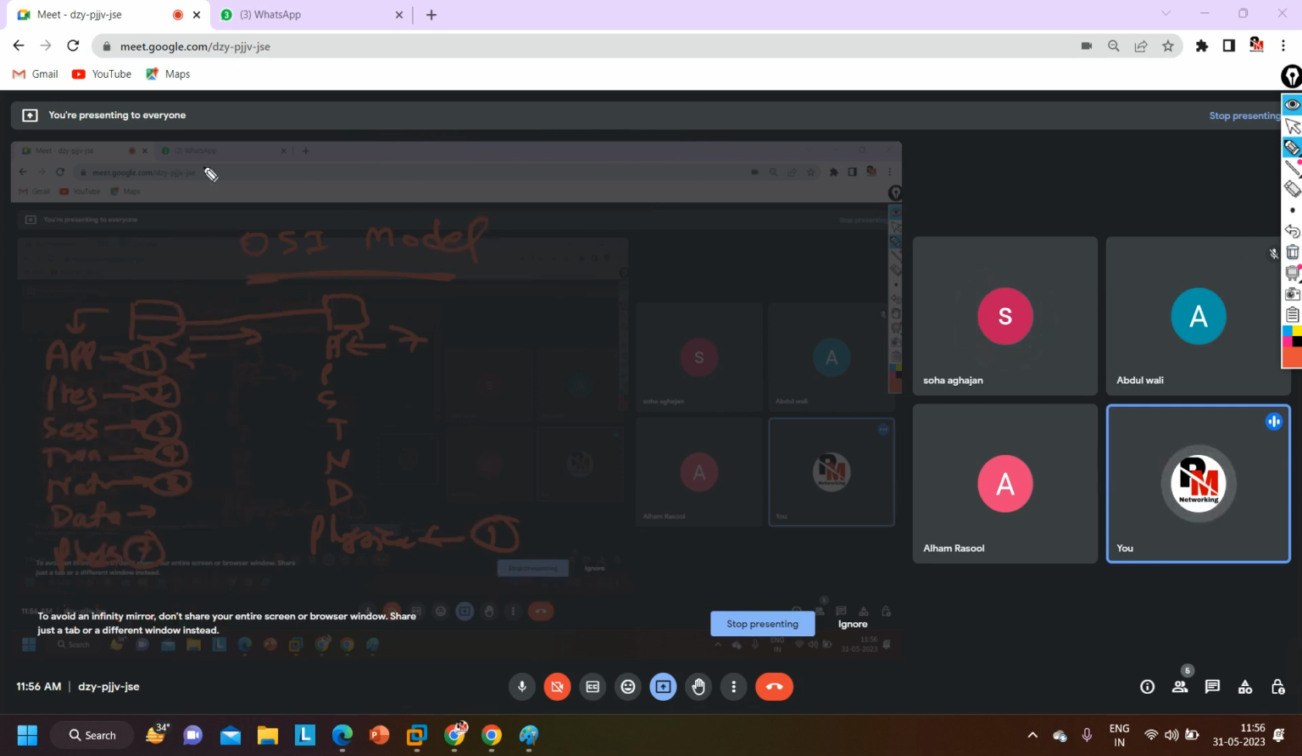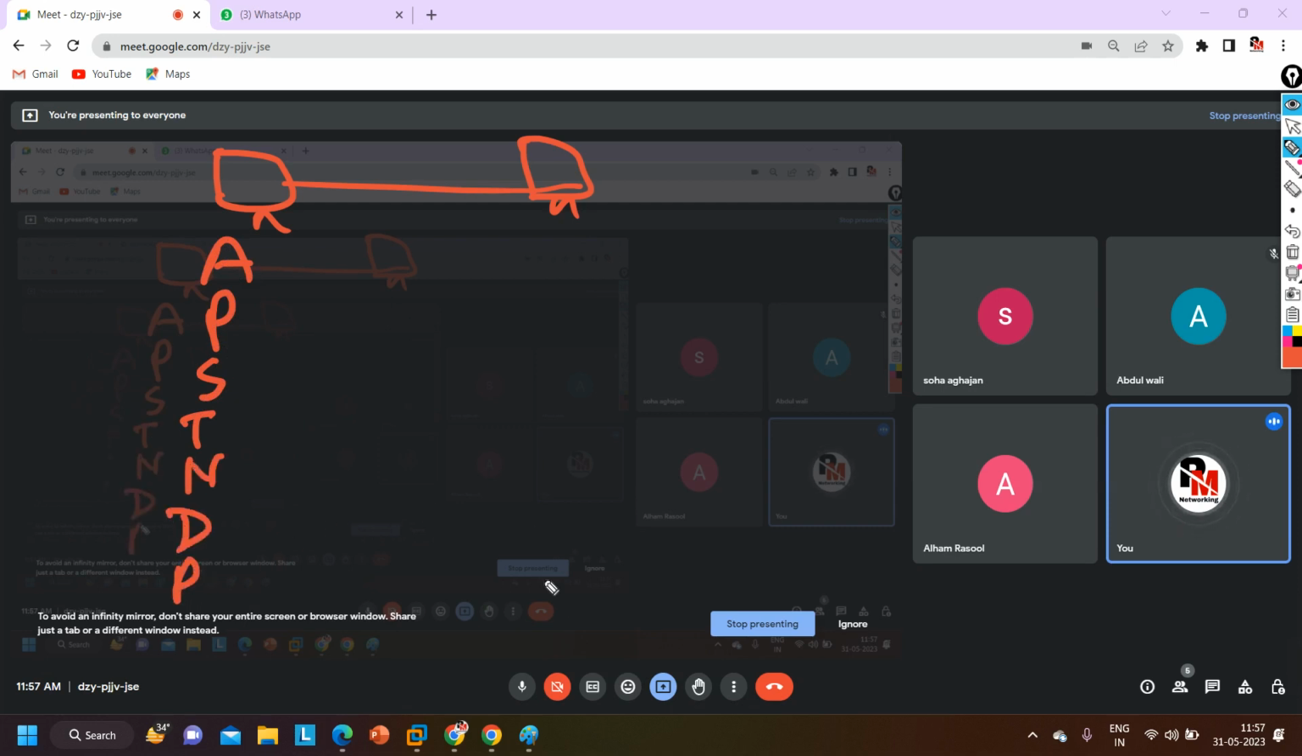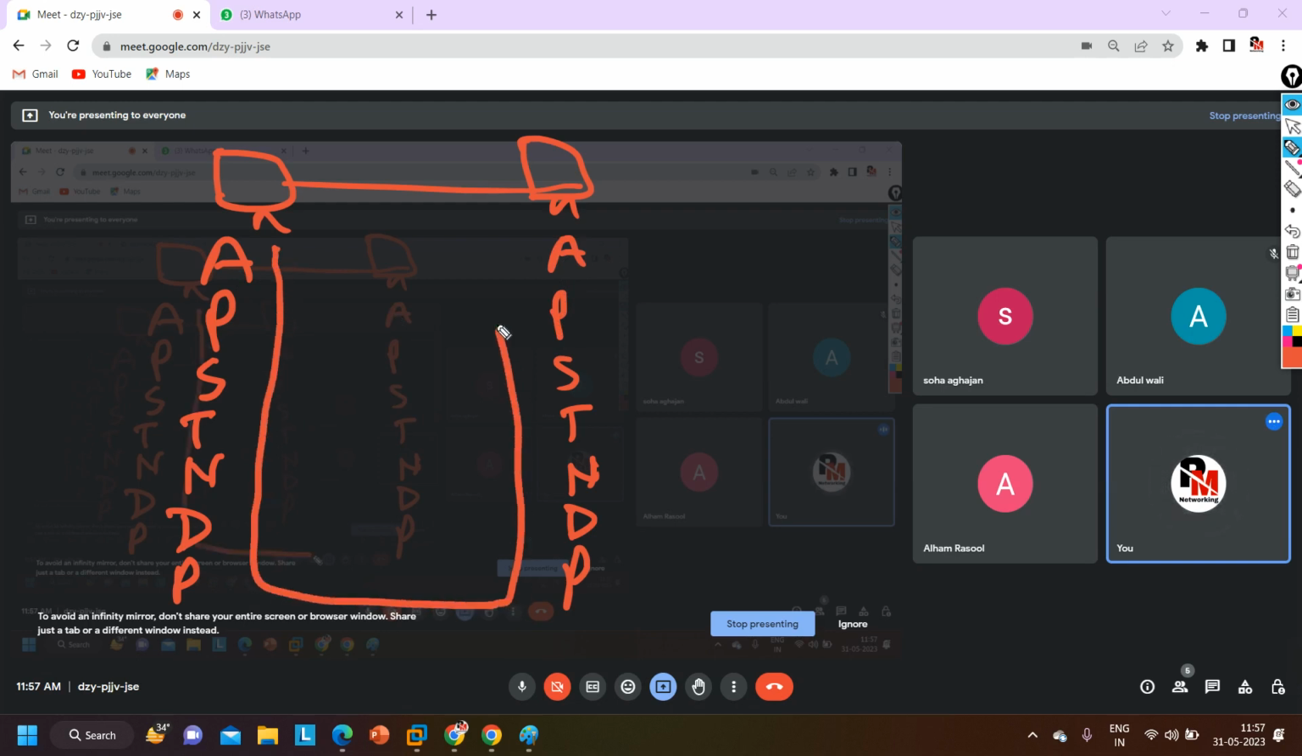Yes. The flow will be like this: computer A, computer B. Application, presentation, session, transport, network, data link layer, and physical layer. Here physical, data link, network, transport, session, presentation, and application. The flow will be like this.